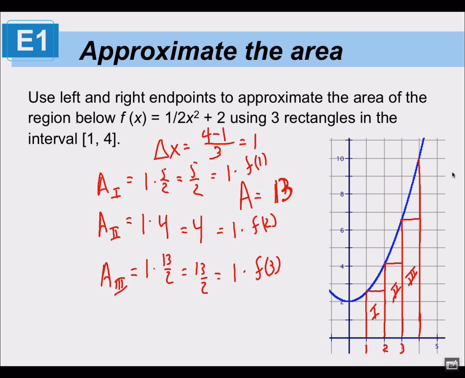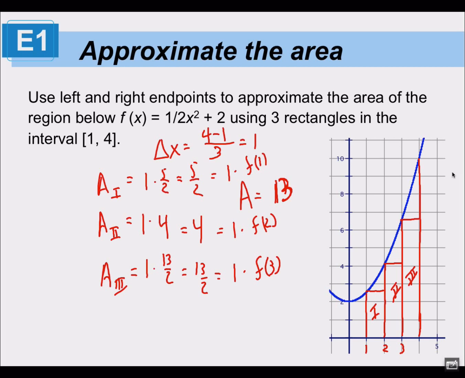Anything else? All right, let's do the right hand now. The area is approximately 13 in the interval from 1 to 4. Don't you just talk about the interval or no? You could. It's implied in the problem, so you know.